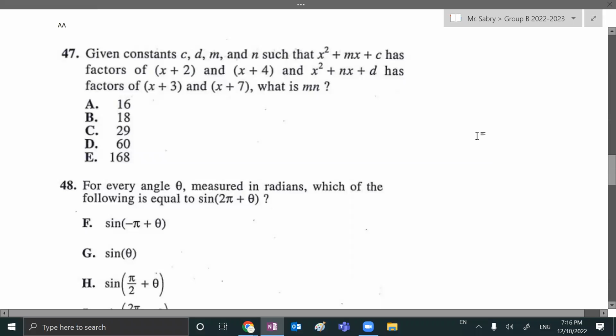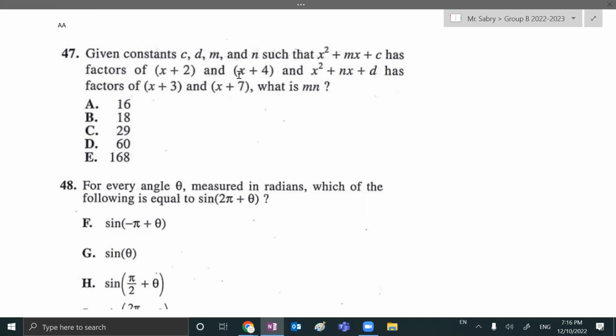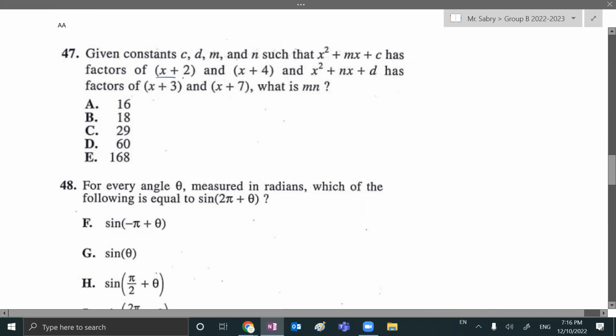So this was the first question in the first form, which was P10. It says here, given constants c, d, m, and n, such that x squared plus mx plus c has factors of x plus 2 and x plus 4. Now, generally, when I have the factors, I can easily do one of two things. I can multiply those factors and get right away the original expression. So by multiplying, you'll get x squared plus 6x plus 8. And then you can tell that m must be 6 and c must be 8. This is one way to sort it out.